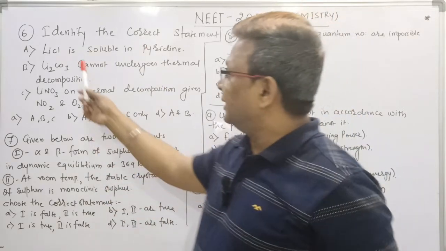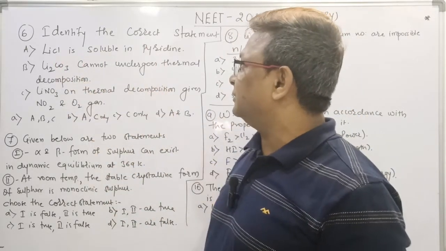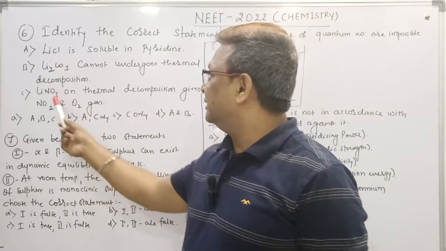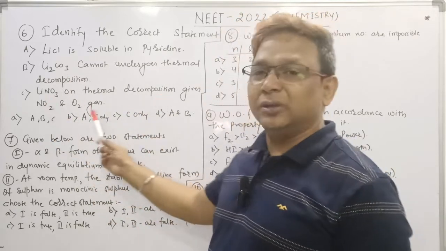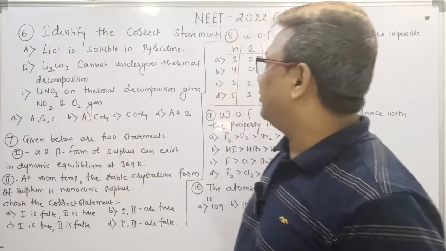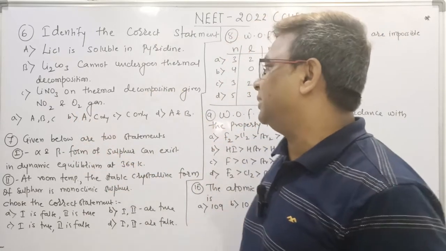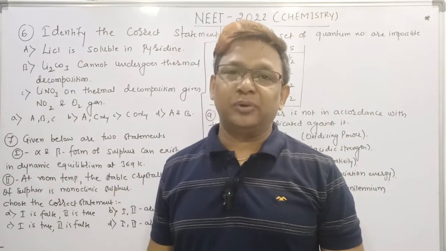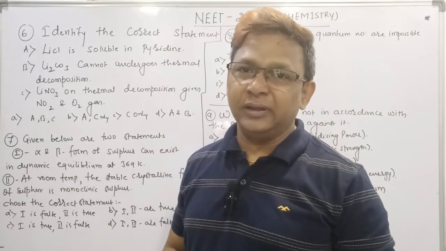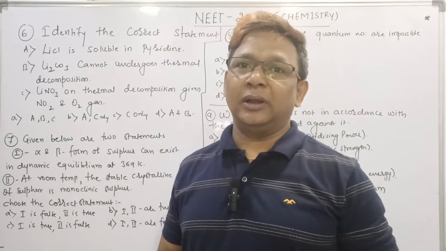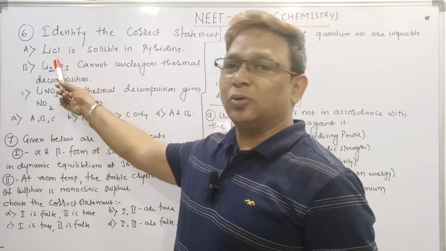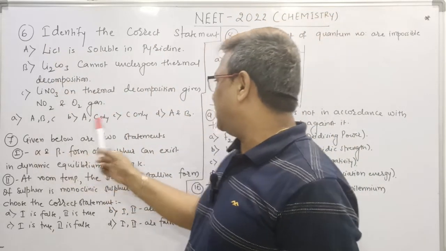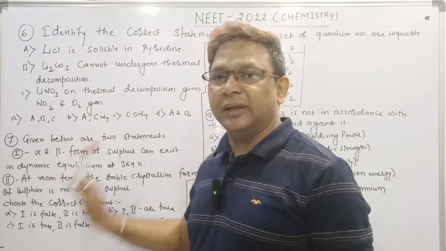Identify the correct statement. First one is LiCl is soluble in pyridine. Li2CO3 cannot undergo thermal decomposition. LiNO3 on decomposition gives NO2 and O2. And we have to see which one is the correct statement. Everybody knows that LiCl is a covalent compound, and a covalent compound can be soluble only in organic solvents like benzene, carbon tetrachloride, pyridine, ether. So it is covalent and it is soluble in pyridine. So the first statement is correct. Everywhere A and A is given, so this is not the answer then.